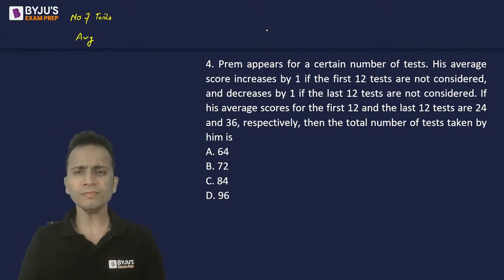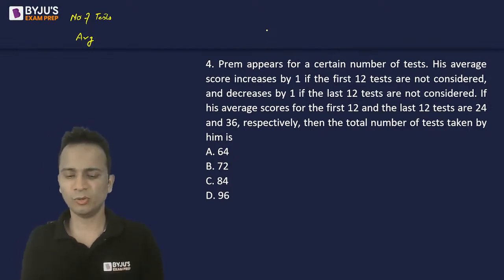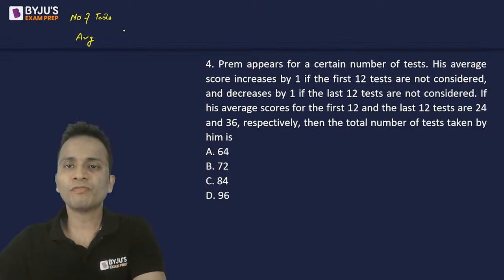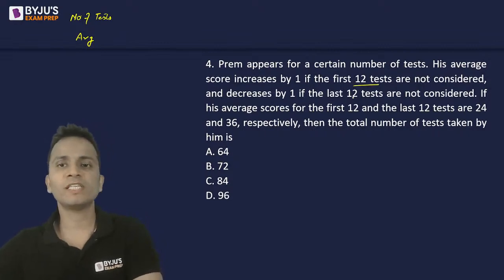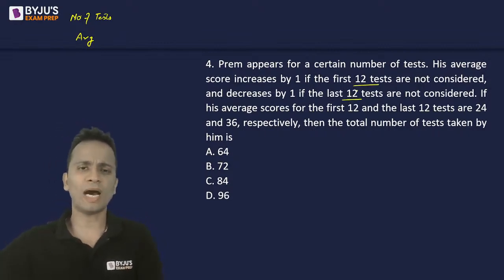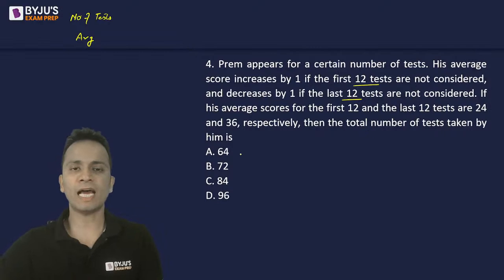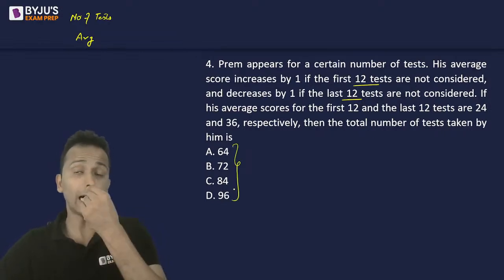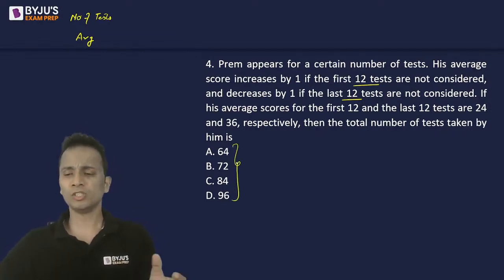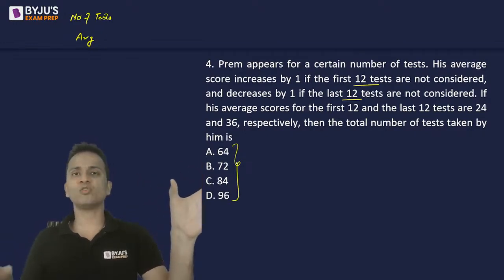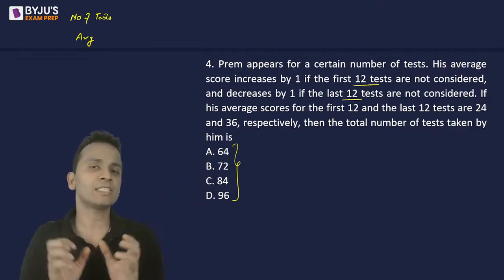Let's check. The question is very easy. Okay, so number of tests: first 12 tests, last 12 tests. So I can say that the number of tests is more than 12. Also, we have to find out the number of tests, and all the options are more than 24. So we can say that the first 12 tests will be different from the last 12.